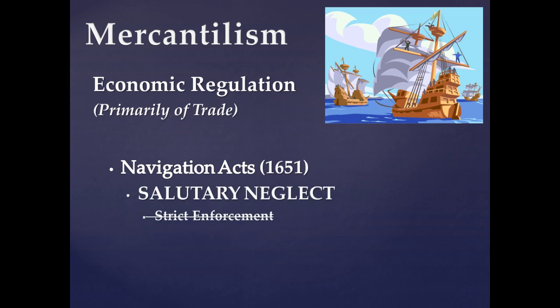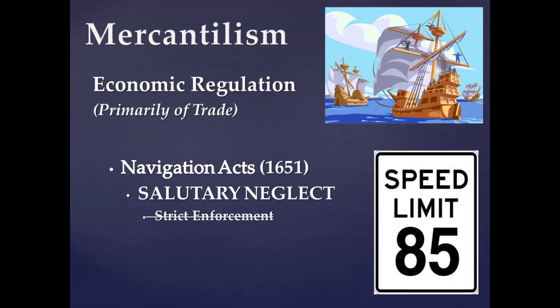And luckily for the colonists, these weren't strictly enforced. This was known as salutary neglect. Think of the speed limit. A lot of times we can go a little above the speed limit, and the cop's not going to get us as long as we're not going totally overboard. This was the same sort of situation the colonists were dealing with, that the mother country wanted them to trade with England, wanted them to trade with other English colonies, but they weren't necessarily enforcing it. So in reality, the colonies traded with whoever they wanted. This will become a big issue leading up to the American Revolution.